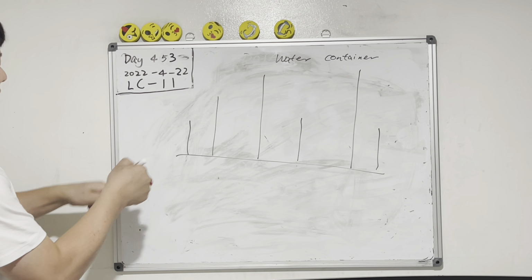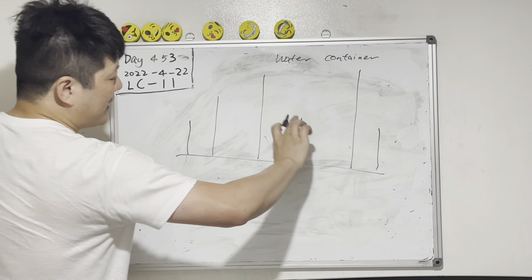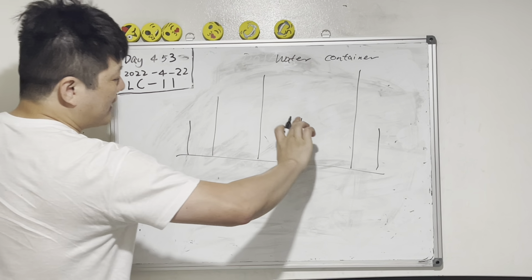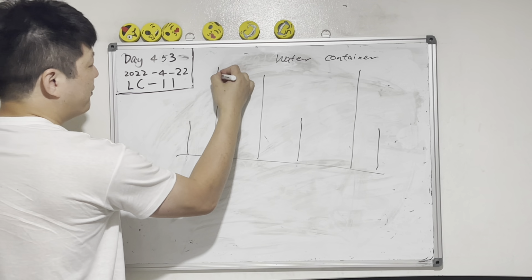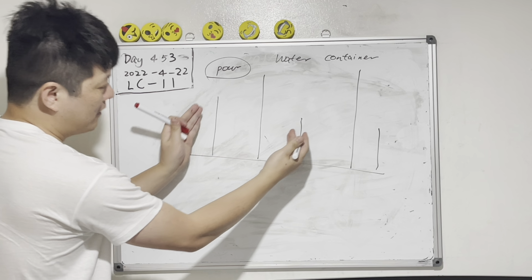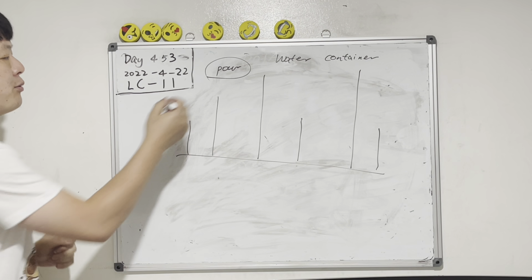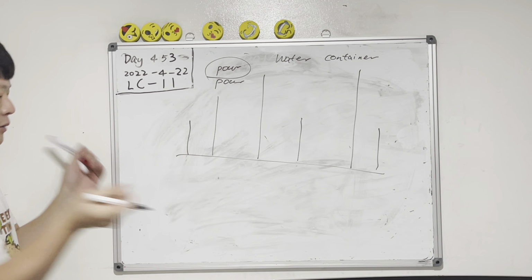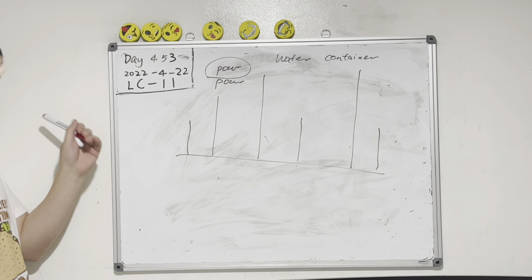So for example, if I pick this one and this one, let's just look at these two lines. If I pour, P-O-U-R, how do you pronounce this word? Pour. It doesn't mean you don't have much money. P-O-U-R means you pour the water in.